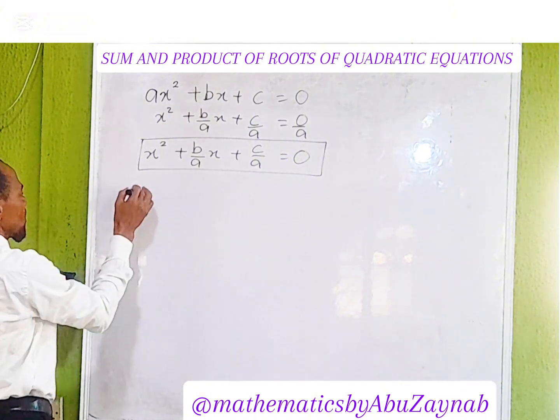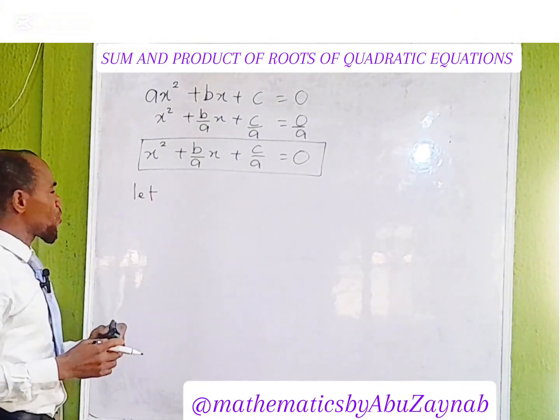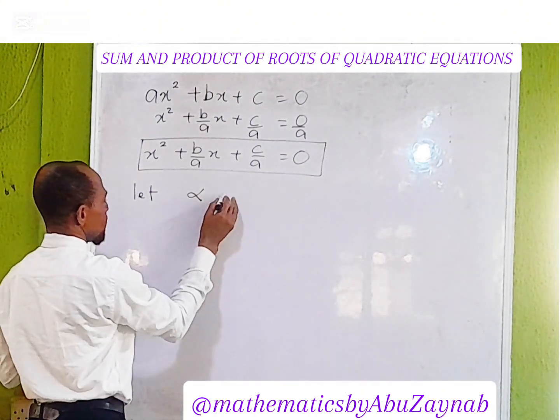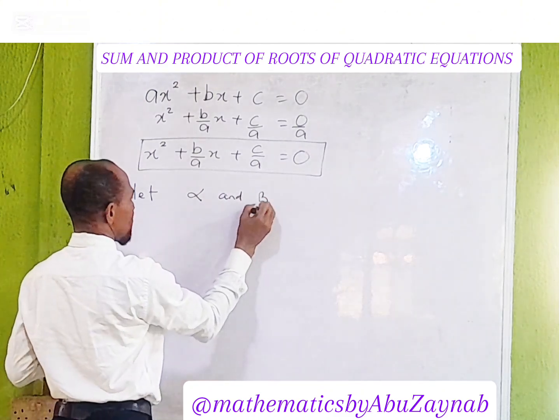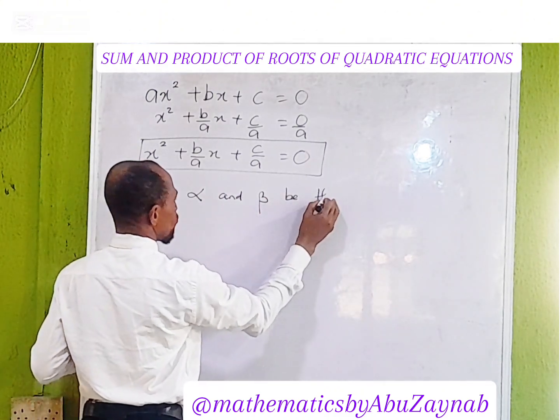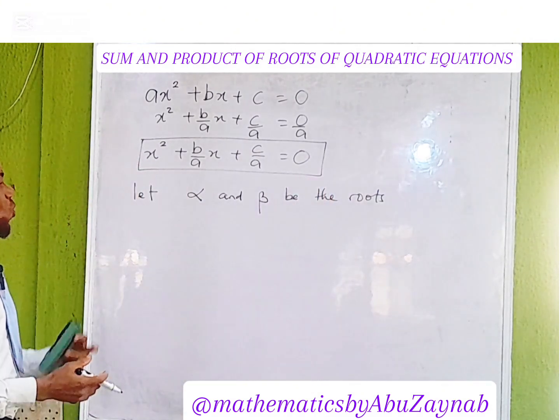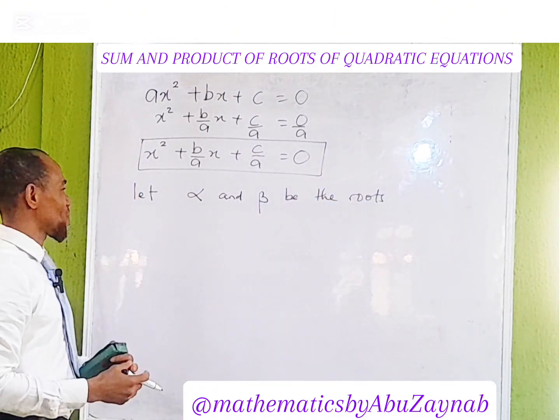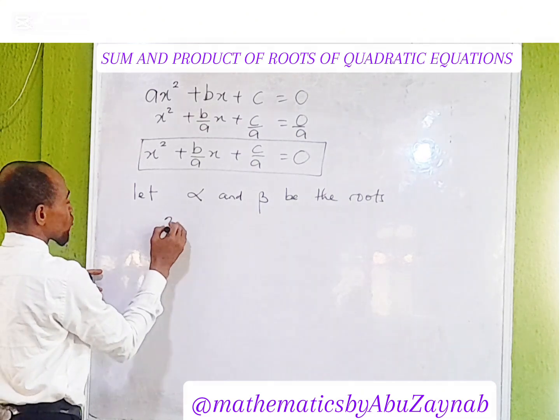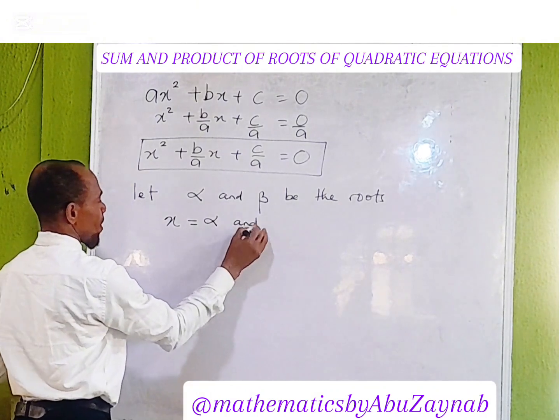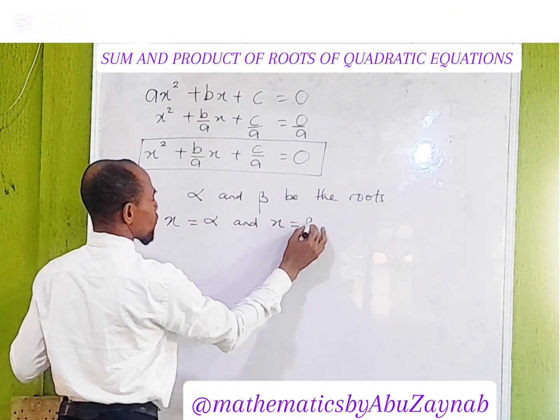Now let's suppose we are given the roots of the equation as alpha and beta. So let alpha and beta be the roots of the quadratic equation. So we are going to walk back from these answers to the question. Of course, remember, we are meant to have two answers. So let's say x equals the first answer, and x again is also equal to the second answer.